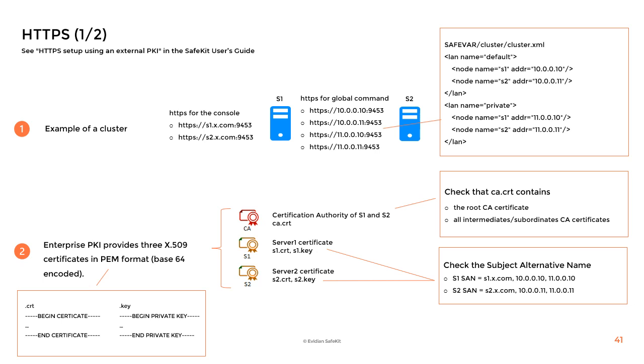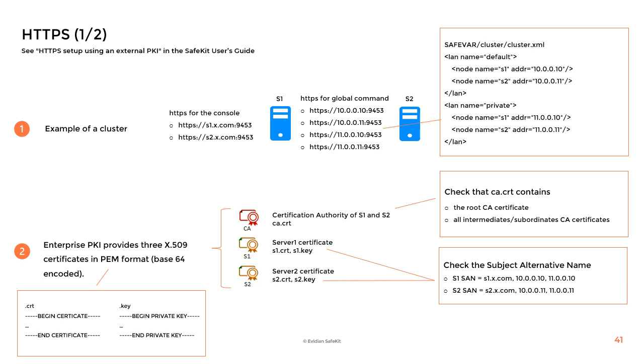Let's now examine how to switch from the HTTP to the HTTPS protocol. As illustrated in the figure, we have a cluster composed of two servers, S1 and S2. We want the cluster to be accessed via HTTPS by the web console on port 9453 using either the s1.x.com or s2.x.com DNS names. Between the S1 and S2 servers, two networks have been configured in the cluster: the 10 network and the 11 network, which will also be switched to the HTTPS protocol for global commands.